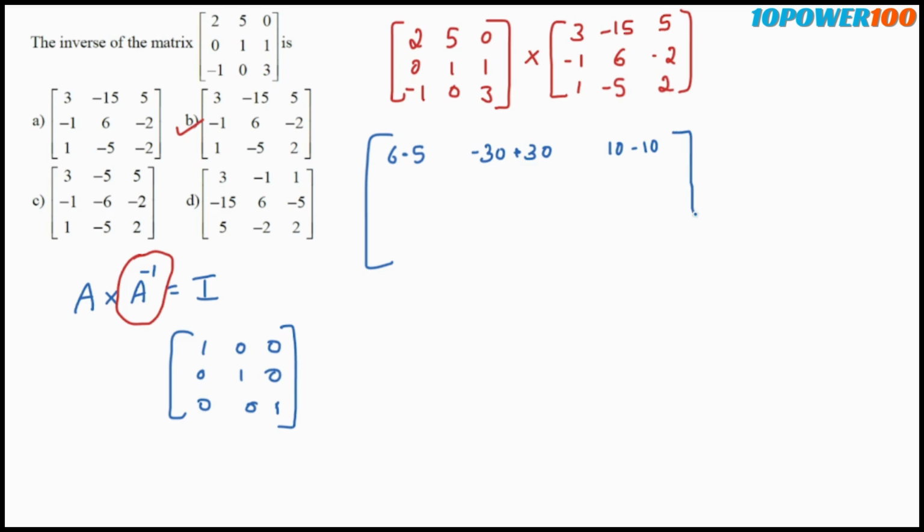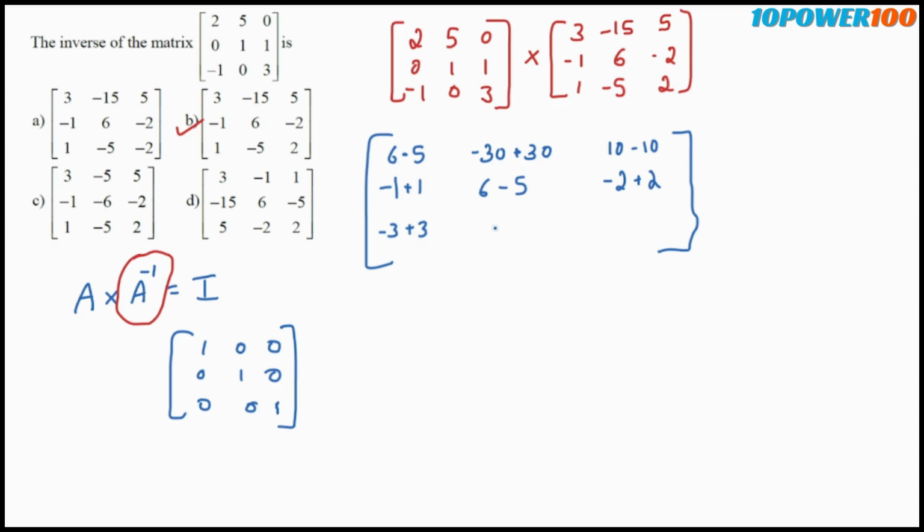Next, 0 into 3 is 0, 1 into minus 1 is minus 1, 1 into 1 is plus 1. Next, 0. Next, 6. Next one, minus 1. 1 into minus 5 is minus 5. Next, second row into third column, so it is 0. Next, 1 into minus 2 is minus 2 and plus 2. And the last row, so minus 1 into 3 is minus 3, 0 and plus 3.